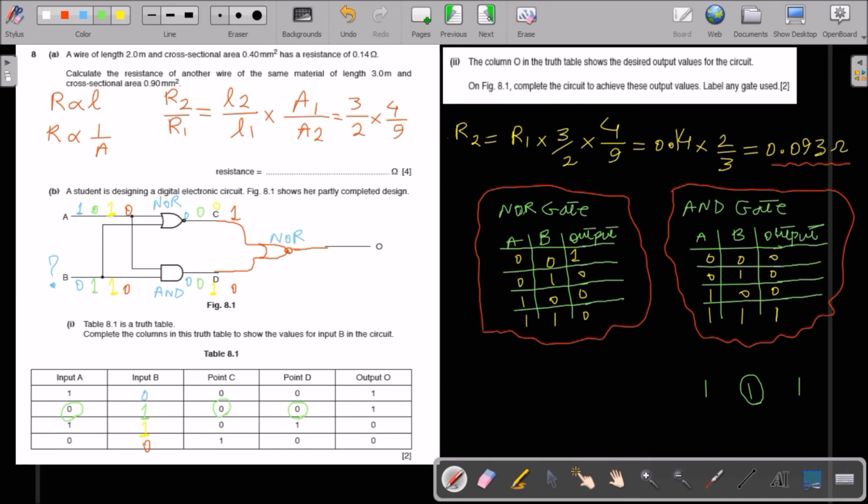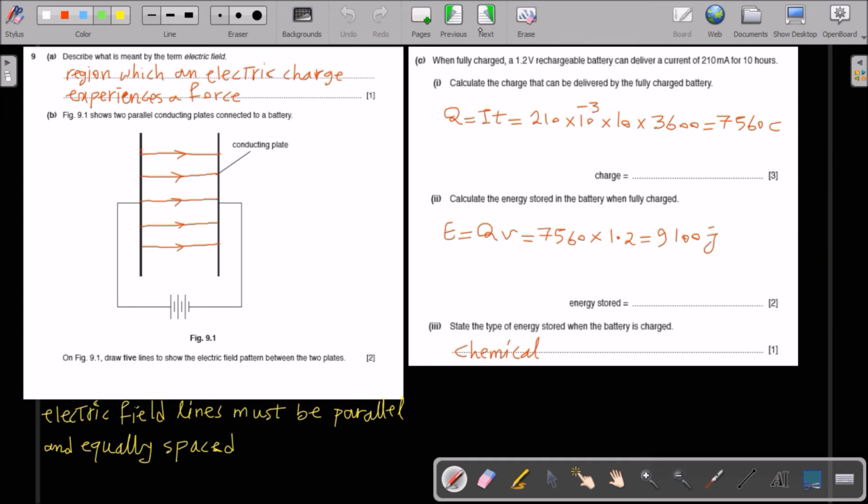Okay, next question. Describe what is meant by the term electric field. So a region where an electric charge experiences a force. This is the meaning of electric field.